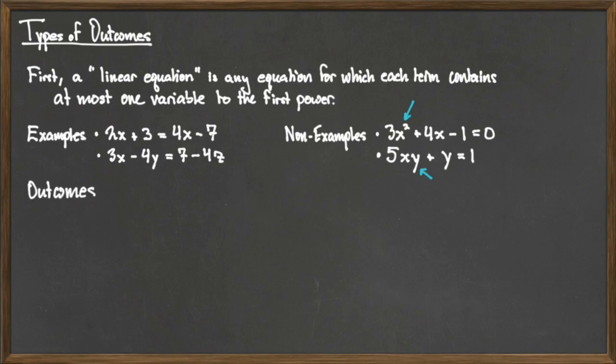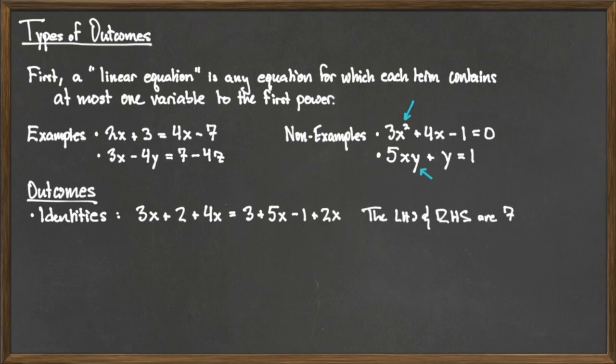Next, let's talk about outcomes. The first outcome is known as an identity. If I take the equation 3x plus 2 plus 4x equals 3 plus 5x minus 1 plus 2x, I'll notice that both the right and the left-hand side simplify to 7x plus 2. So whenever the left and right-hand side turn out to be the exact same quantity, the equation is true for all real numbers x, and so we call it an identity equation.